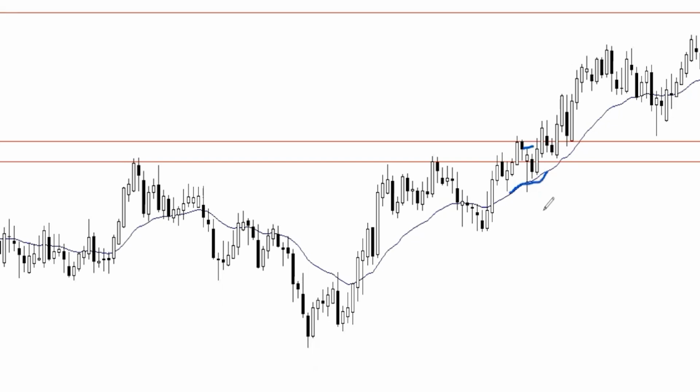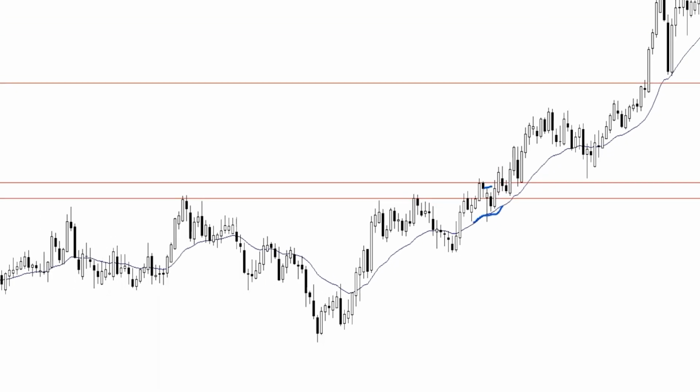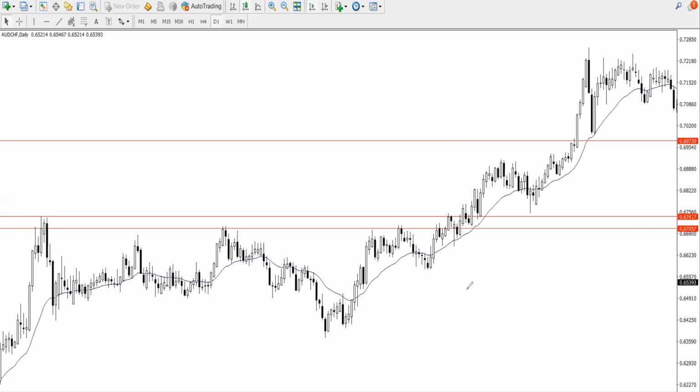So in this instance, of course, it would have turned out perfectly, but you would have had four confluent reasons to enter the market, not just because you saw the signal here, but because the signal formed in context with the uptrend. It formed at a horizontal event area, in this case resistance. It also formed at dynamic support, being the 21 period moving average.